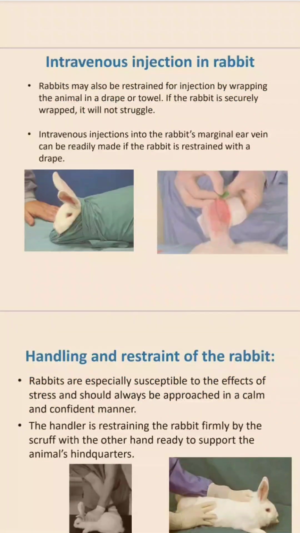So this is the intravenous injection in the rabbit. How we can give IV injections. Rabbits may also be restrained for injection by wrapping the animal in a drape or a towel. If the rabbit is securely wrapped, it will not struggle. IV injections into the rabbit marginal ear veins can be readily made if the rabbit is restrained with a drape.